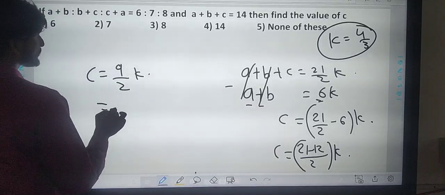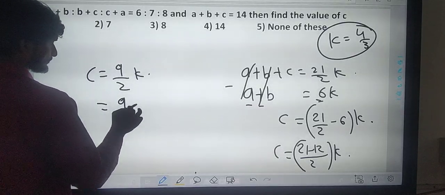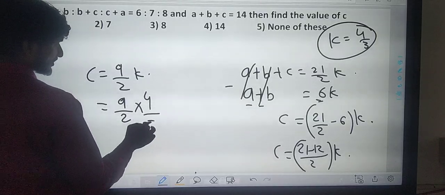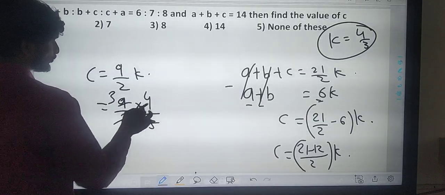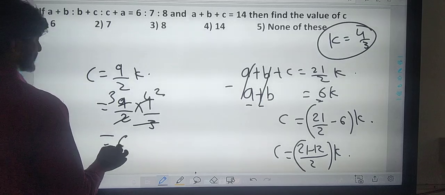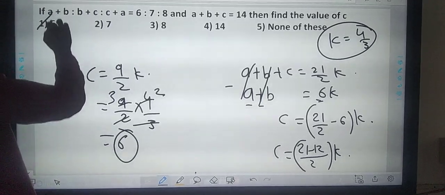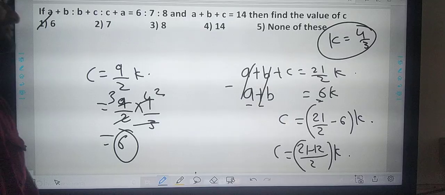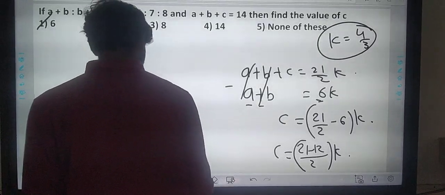Then the value of k is 4 by 3. Then 3 3s are 9, 2 2s are 4, then 6. Then the value of C is 6. This is your answer. The value of C is 6.